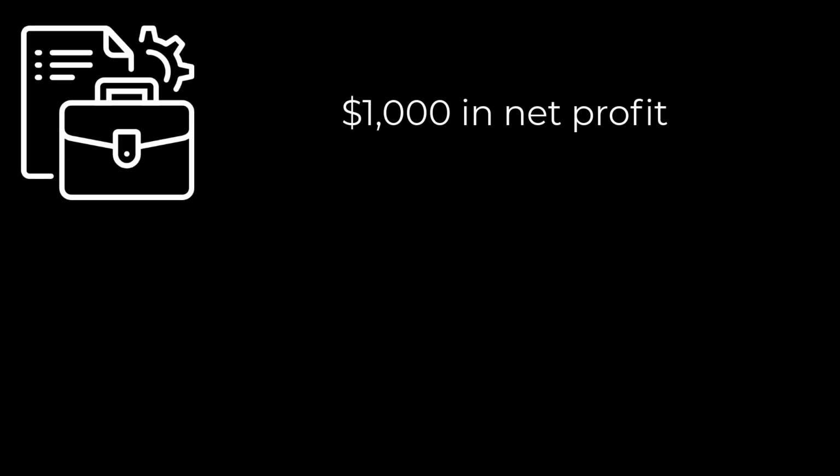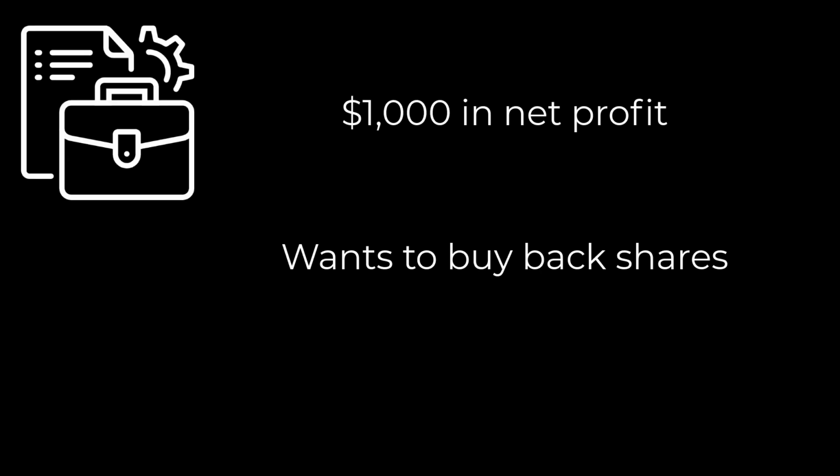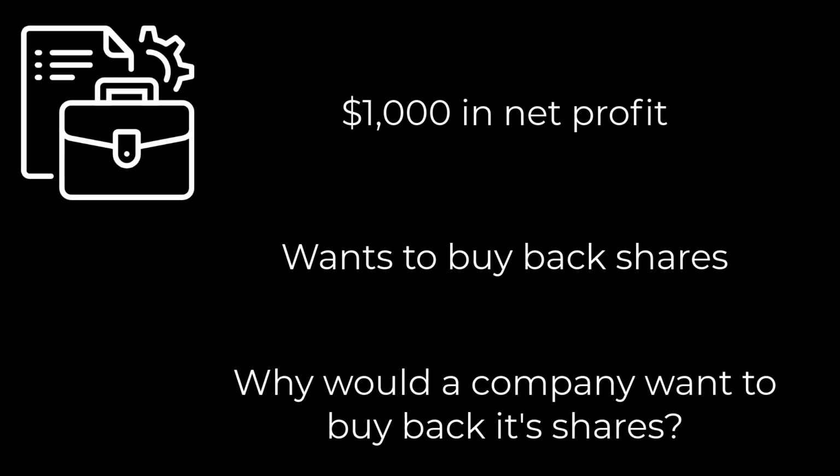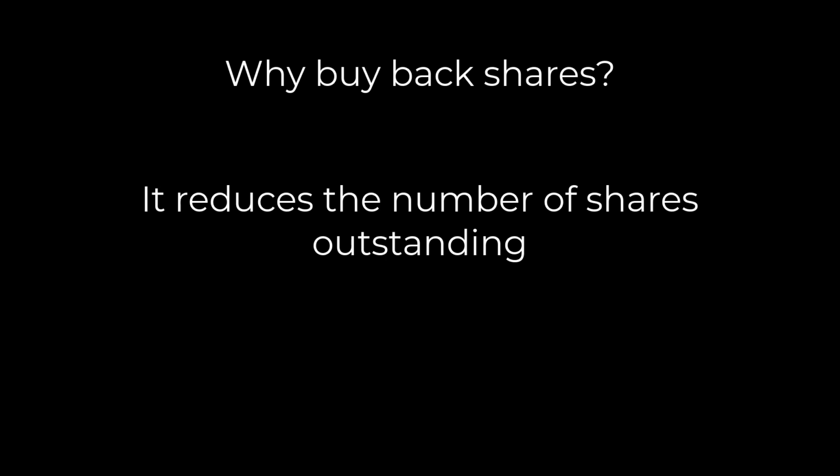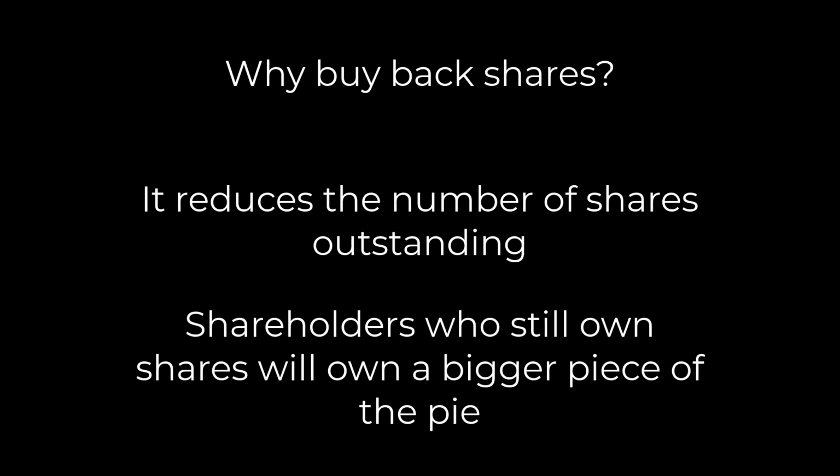Another way a company can return capital to shareholders is by buying back shares. Let's say a company generated $1,000 in profit last year. The company wants to buy back some of its shares from shareholders. Why would a company buy back its shares? A company will buy back its shares because it reduces the number of shares outstanding. By doing this, it means the shareholders who still have shares own a bigger piece of the pie. Let's say there are 1,000 shares outstanding.